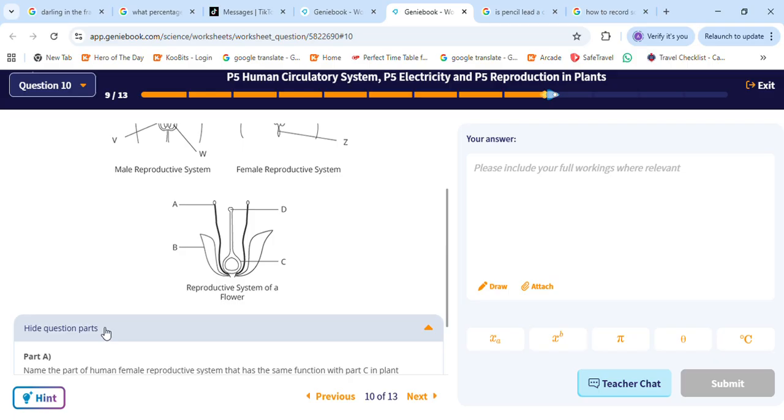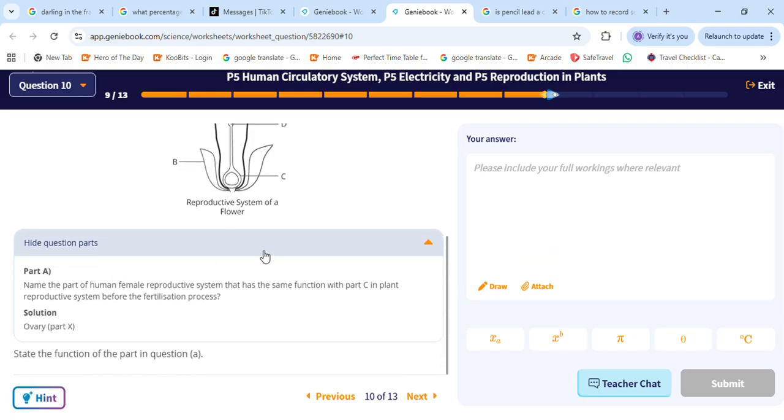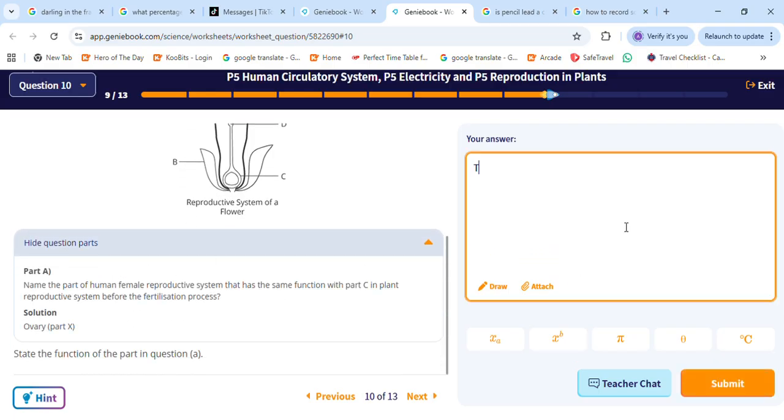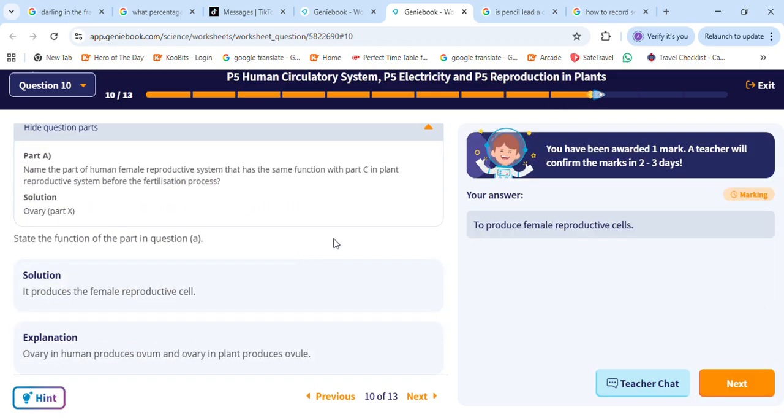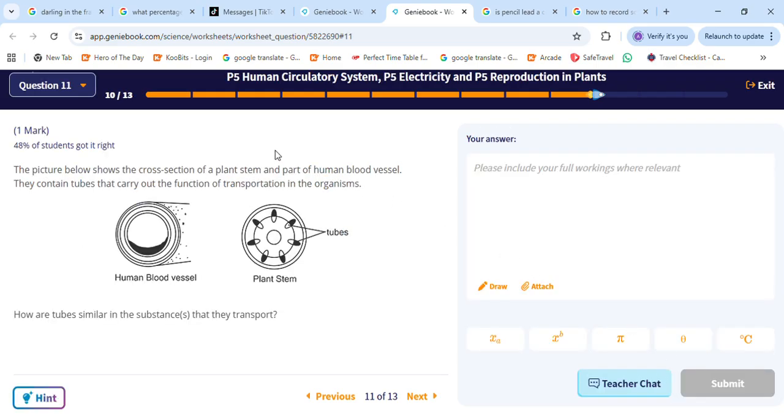State the function of the part in question A. Ovary. To produce female reproductive cells. Okay, please, I need this. Let's go! That was a very easy question. Why did I say let's go, man? Yes.